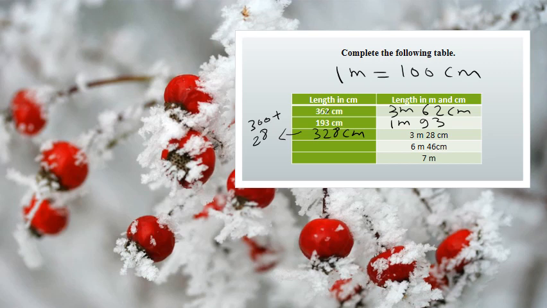6 meter, we have to convert it to centimeter. It will be 600 centimeter, plus the 46 centimeter, it will stay the same. It will be 46 centimeter. If I want to add them together, the number will be 646 centimeter. The last one, 7 meter, if I want to convert it into centimeter, I have to multiply it also with 100, so it will be 700 centimeter.